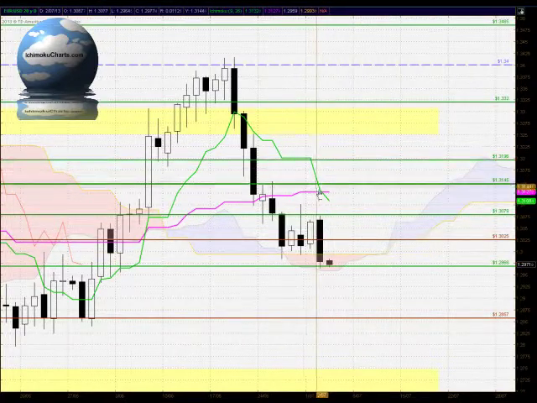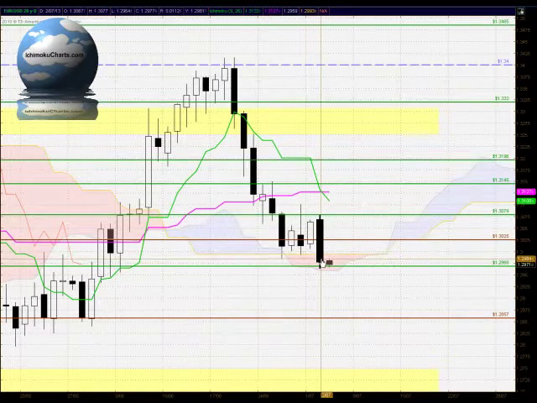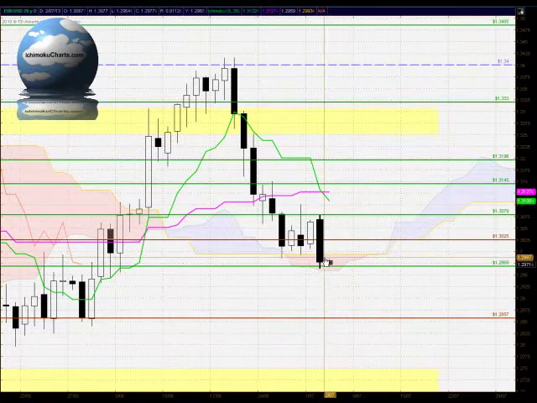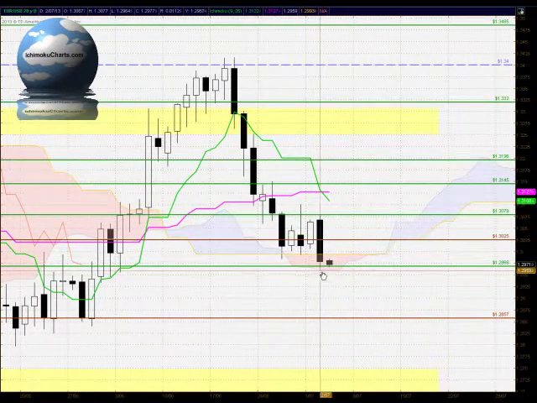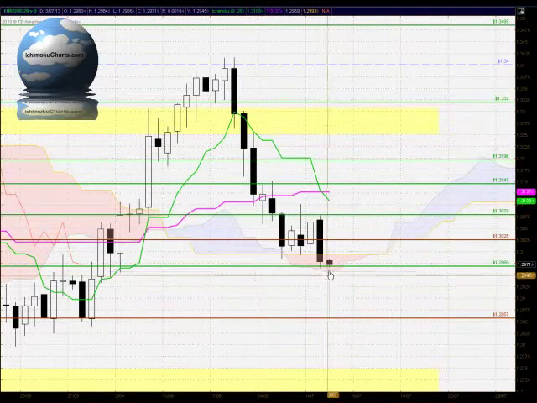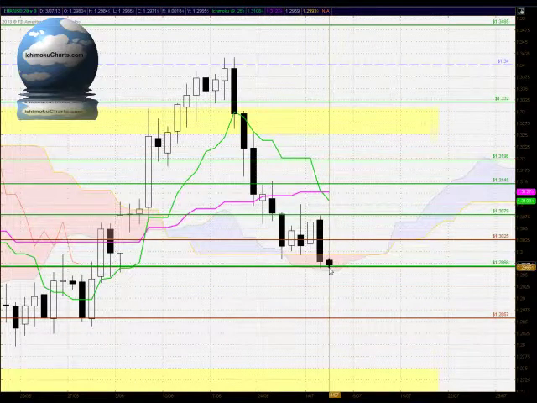The Tenkan-sen here is pointing down quite sharply, and that's reflecting this solid downside momentum that we're seeing in that fast-term time frame at the moment, and that's also suggesting that the market may break out down below the bottom of the cloud and the 129.68 level.